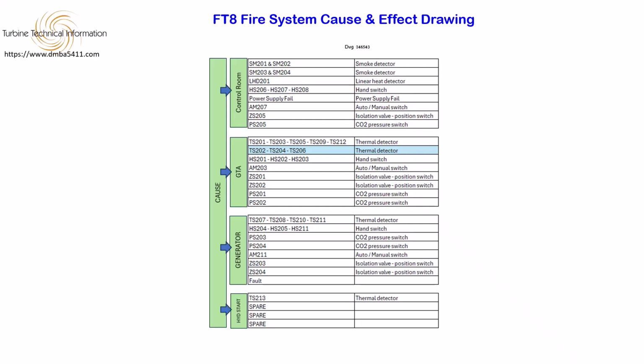The gas turbine A inputs are standard on all FT8 units. On a twin pack, you will also see a corresponding set of inputs for gas turbine B. Finally, the control room section may include some or all of the inputs shown, depending on the specific project design.